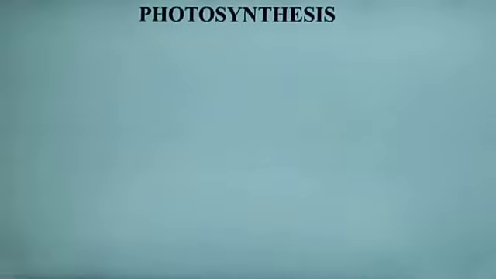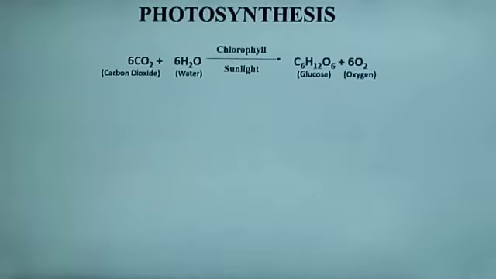So photosynthesis is the process by which green plants make their own food from carbon dioxide and water by utilizing sunlight and chlorophyll. So what is the reaction of photosynthesis? This is the chemical reaction involved in photosynthesis. Carbon dioxide and water combine to form energy in the form of carbohydrate, that is glucose, and oxygen is released in the presence of chlorophyll and sunlight.